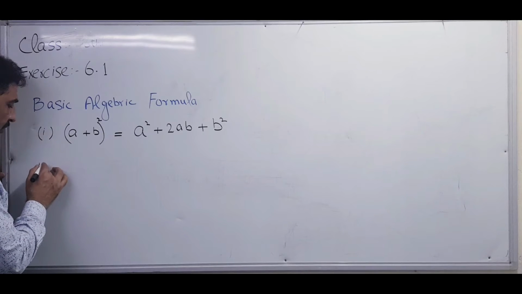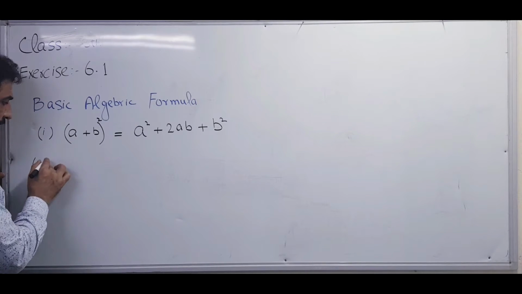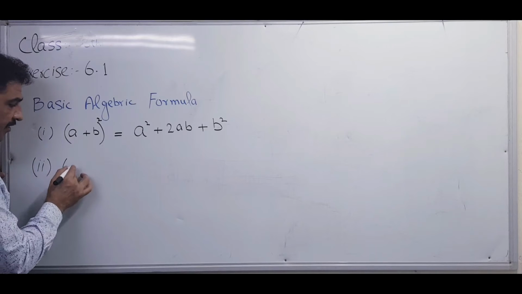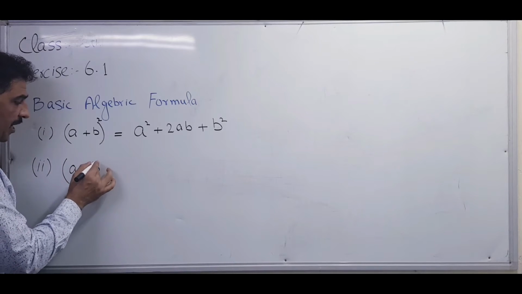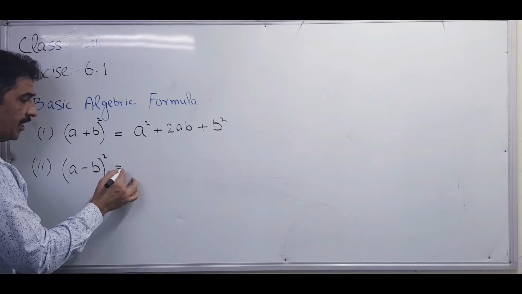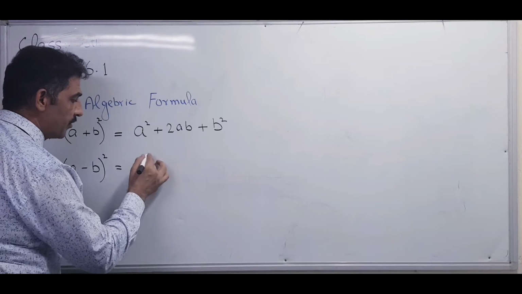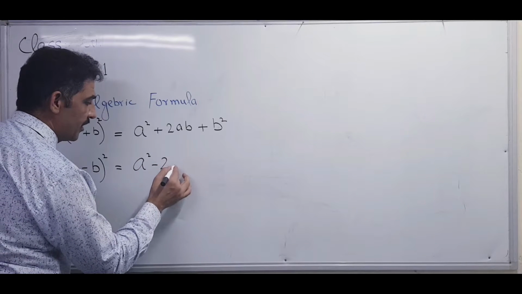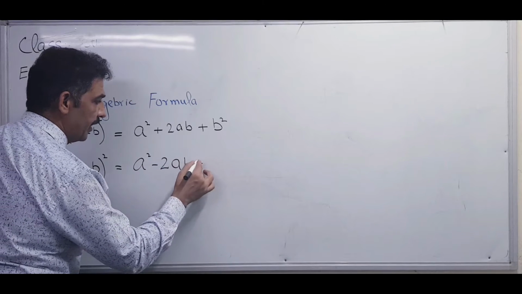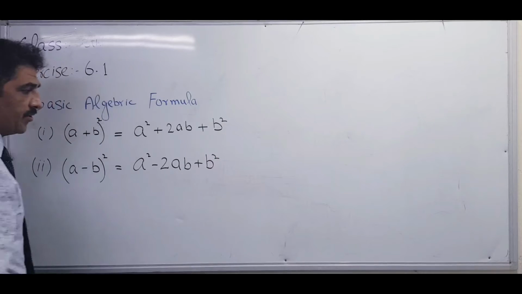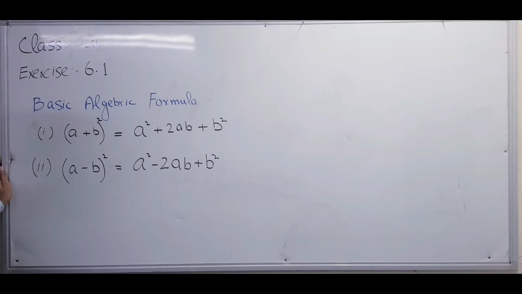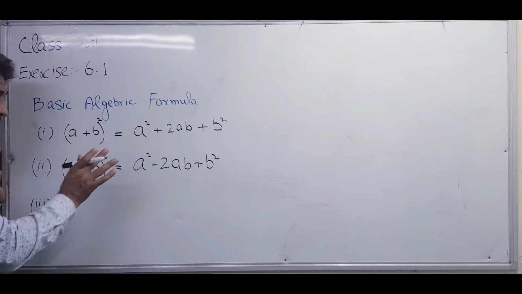The second formula is just changing the sign: (a minus b) whole square is equal to a square minus 2ab plus b square. And the third formula is also a very important formula. These formulas are used from grade 8 to grade 10, 11. So these are the basic formulas.